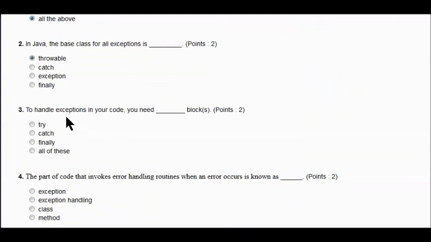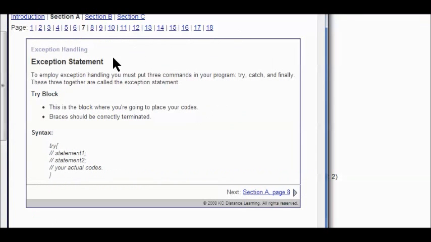Third question. To handle exceptions, you need code and you need what blocks? Try, catch, finally. Actually, you need all of them. Right here in the class, it tells you need try, catch, and finally. These 3 together are called the exception statements. You need all 3 blocks.